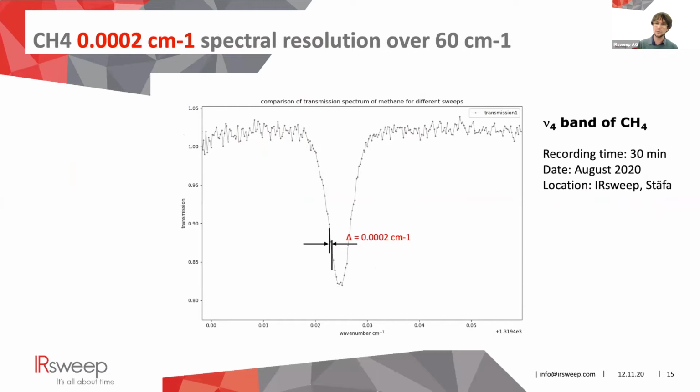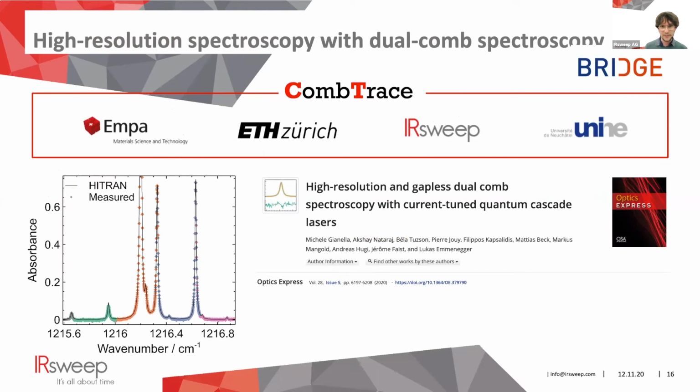0.0002 wave number resolution. This work was inspired or based on the work which was done by Lukas Emmenecker at EMPA in the ComTrace project that we're together in ETH and IRsweep and Uni-Neuchâtel, where they actually developed a high-resolution instrument with the goal of sweeping the laser fast. So they reach now timescales of 10 milliseconds to actually record the full spectra. But what they sacrifice is this perfect frequency axis, which was important for the research for Muriel Lepere.